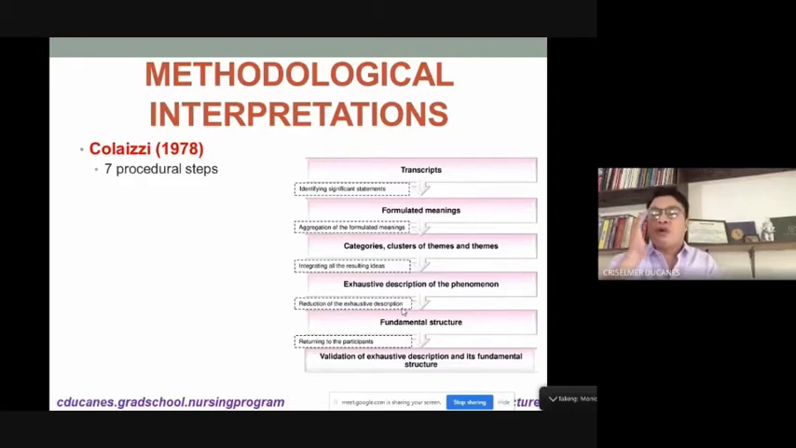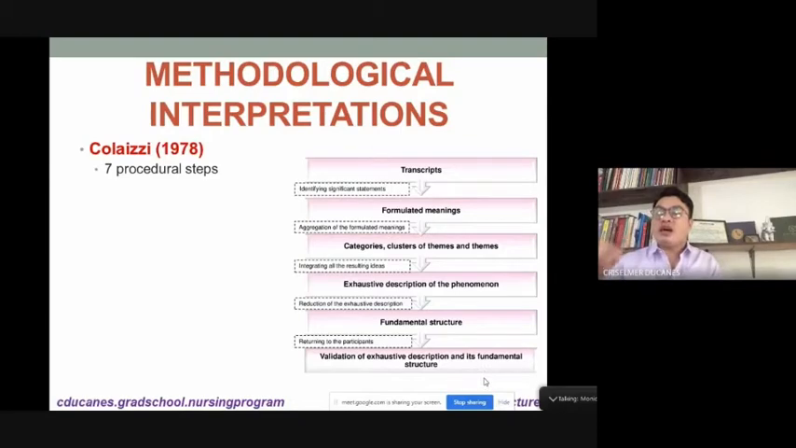Once you're done with the exhaustive description, you look again at your transcripts, your significant statements, and your formulated meanings, in case there are errors or statements that should not be included, or statements that do not actually define your themes. So you can remove those in this process of reduction of the exhaustive description. It is basically double checking. Then once you have double checked the themes and the sub-themes, you proceed to the fundamental structure.